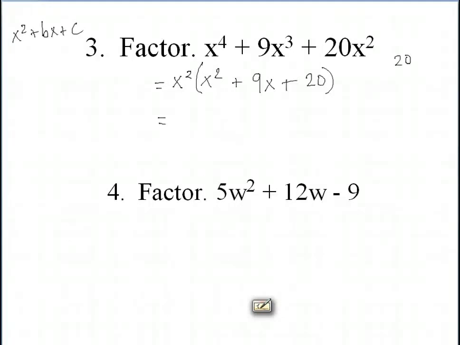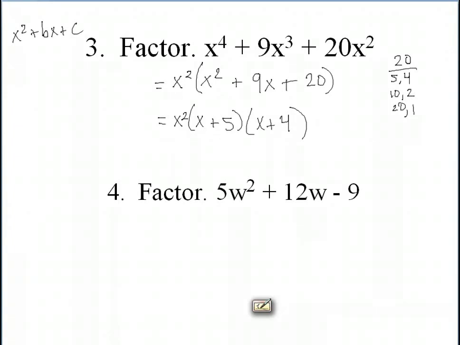Factors of 20: 5 and 4, 10 and 2, 20 and 1. We don't have to worry about the negative factors because our whole trinomial is positive, so it wouldn't affect us. You can see that the two numbers that sum up to 9 and also multiply to 20 are 5 and 4. So to factor that, we would have x plus 5 times x plus 4. Just take the two factors. They're both positive, so you add them inside of the binomials. And that's the final answer.